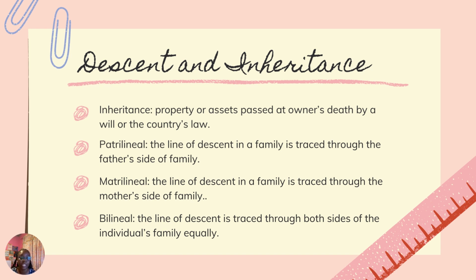We have patrilineal. When we're looking on family terms, the term starting with pa would mean father. And of course, the term starting with ma would mean mother. Patrilineal is the line of descent in a family traced through the father's side of family, while matrilineal would mean that the line of descent is traced through the mother's side of family. We also have bilineal. Bi means two. Therefore, bilineal would mean the line of descent is traced through both sides of an individual's family equally.